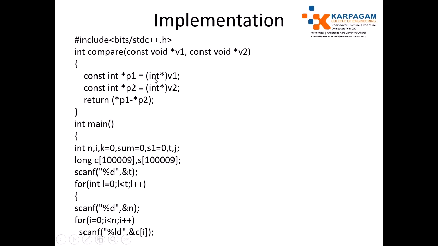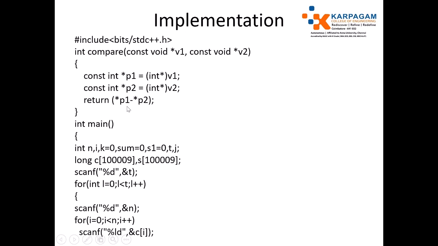For example, if I wish to compare array elements which are integers, I can typecast into an integer pointer. So for typecasting we are using int star here. On the left side I declare a variable star p1, an integer pointer variable, which is used to convert the generic pointer to an integer pointer. I also declare another variable, and int star is used to convert the v2 void pointer variable into an integer pointer. Finally, I just compare the two elements.